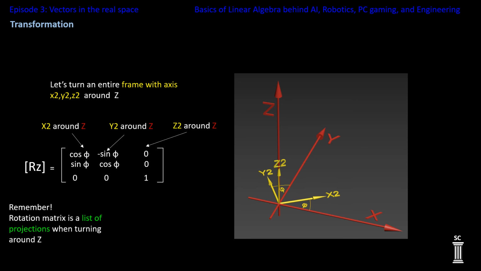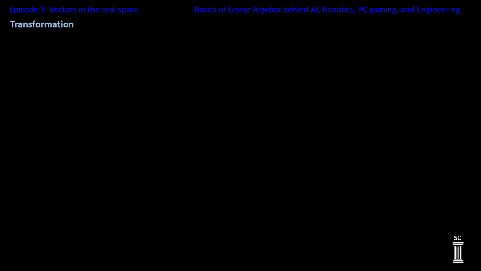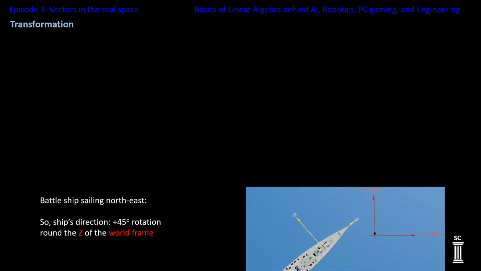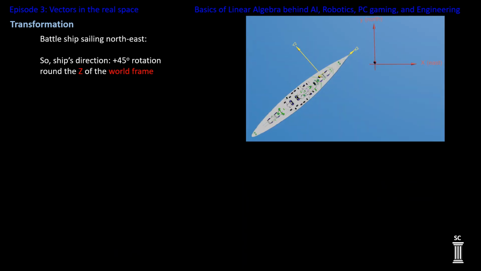So there we are, the rotation matrix for turning an entire frame around the z-axis. Let's go ahead with a practical example. This battleship is sailing northeast, so it makes a 45-degree rotation against the z-axis of the red world frame that we have chosen according to the wind directions.